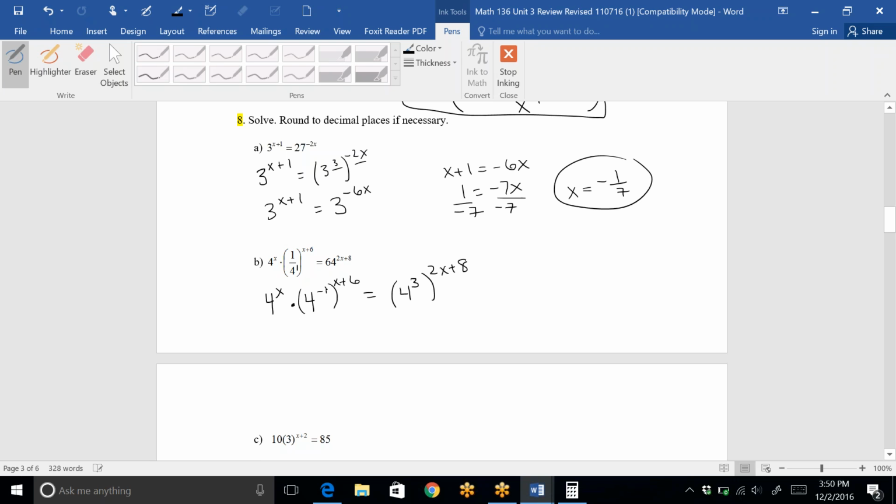So then next we have to distribute this negative 1 and this positive 3. So we have 4 to the x times 4 to the negative x minus 6 equals 4 to the 6x plus 24.